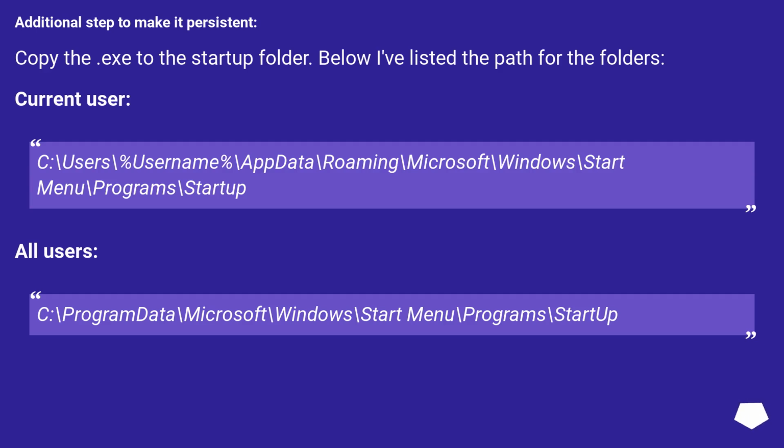Additional step to make it persistent: copy the X to the startup folder. Below I've listed the paths for the folders. Current user: C:\Users\<user>\AppData\Roaming\Microsoft\Windows\Start Menu\Programs\Startup. All users: C:\ProgramData\Microsoft\Windows\Start Menu\Programs\Startup.